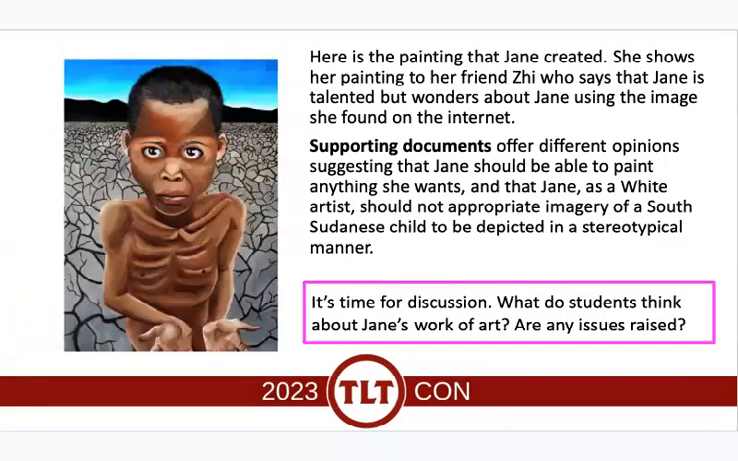Okay, here's the painting that Jane created. She shows her painting to her friend, Shae, who says that Jane is talented, but wonders about Jane using the image that she found on the internet. Supporting documents included in the case study offer different opinions, suggesting that Jane should be able to paint anything she wants, or that Jane, as a white artist, should not appropriate imagery of a Southern Sudanese child to be depicted in a stereotypical manner. At the end of this presentation, you can find a narrative and supporting documents for this case study.